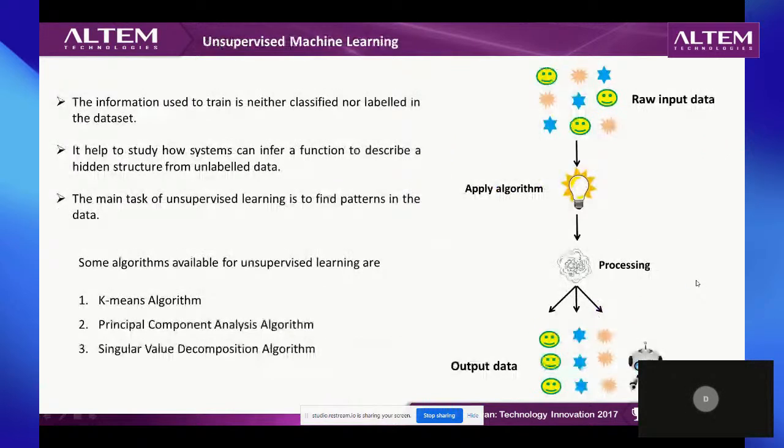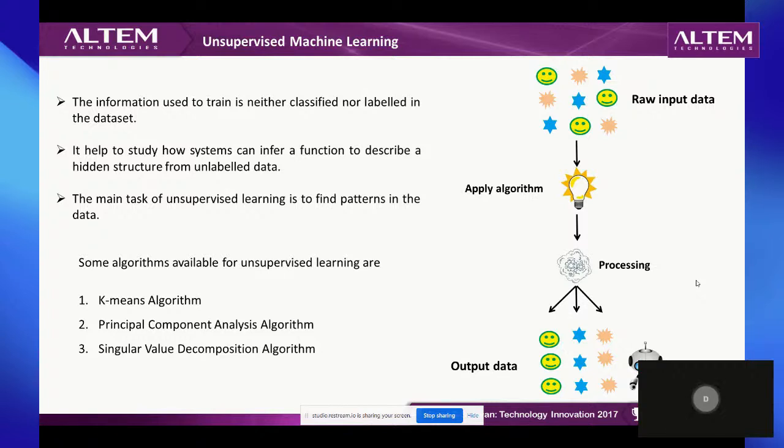Now unsupervised. This doesn't need your data to be labeled or classified. Just give raw input data and apply the algorithm, maybe k-means, principal component, or singular value decomposition algorithms. The study will help you to understand and describe the hidden nature or structure of your unlabeled data. Once it processes and identifies the patterns, it gives you output data. So this is how unsupervised machine learning works.